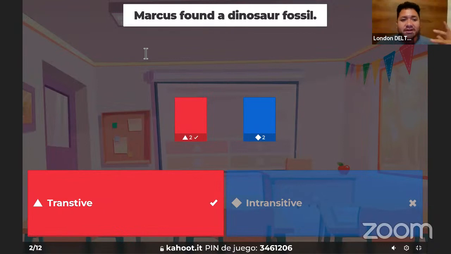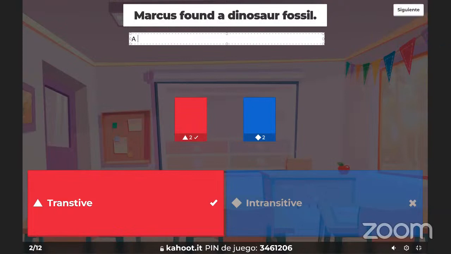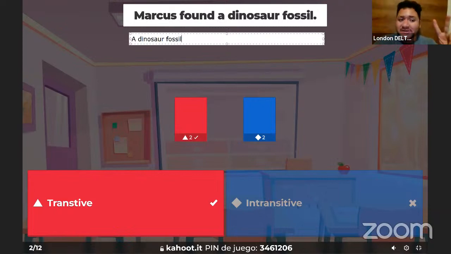So we need to identify subject, object, and verb. So in this case, Marcus found a dinosaur fossil. What is the object in this sentence? Dinosaur fossil. A dinosaur fossil. Exactly. Now, two things. Verb to be and verb in past participle. El verb to be lo escribo en pasado porque la oración original está en pasado. Entonces, a dinosaur fossil was found.